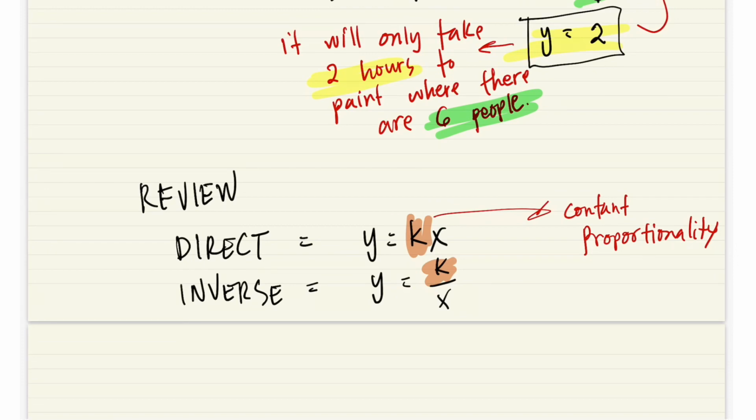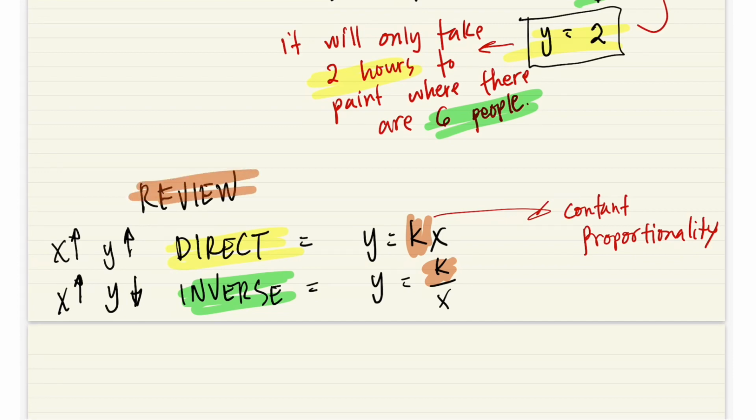Again, direct stands for y is equals to k times x, and it signifies that if x increases, therefore y increases. While in inverse, if x increases, therefore y decreases. That's the difference between inverse and direct proportion. I hope it is clear to you guys, and make sure you remember these formulas.